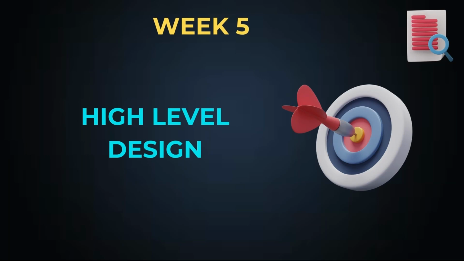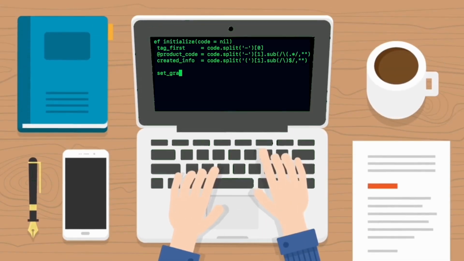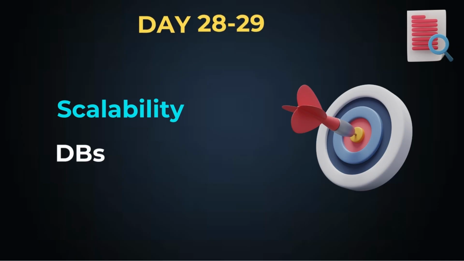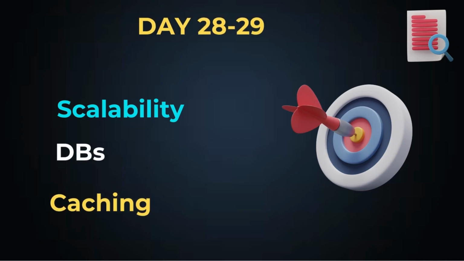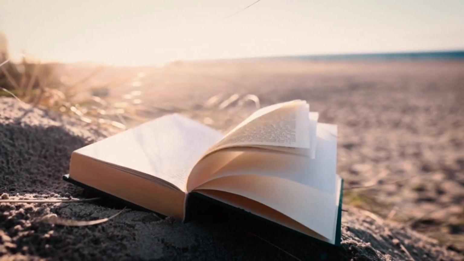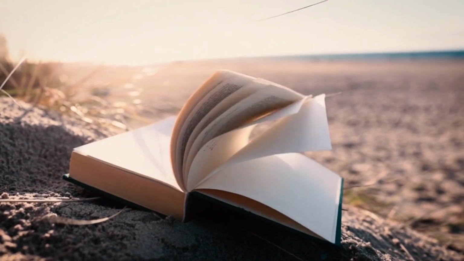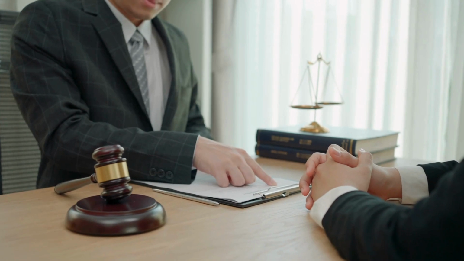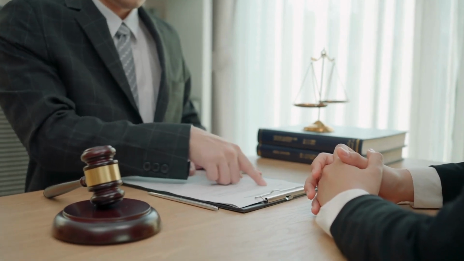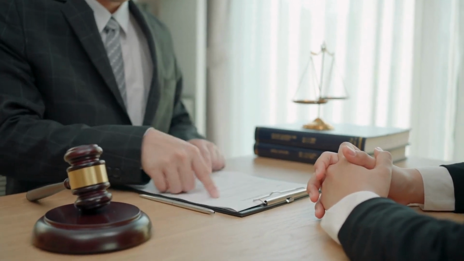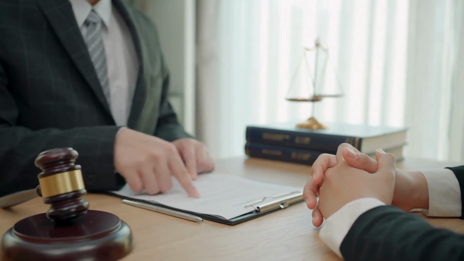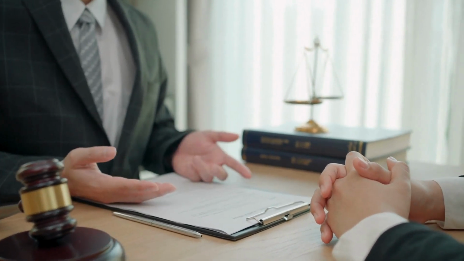Week 5, high level design. So let's check out what things we need to be familiar with when it comes to high level design. Day 28 to day 29, scalability, databases, caching and queues. Read the blogs related to these topics. The reason why is that whenever you are sitting in an interview, you might be asked questions like why you are using this database, how you can scale your application, and which caching technique is more important and will be more beneficial. Such questions can be asked during the interview to make a trade-off.